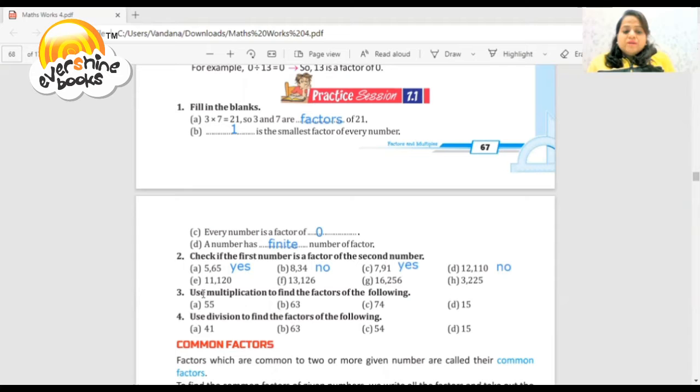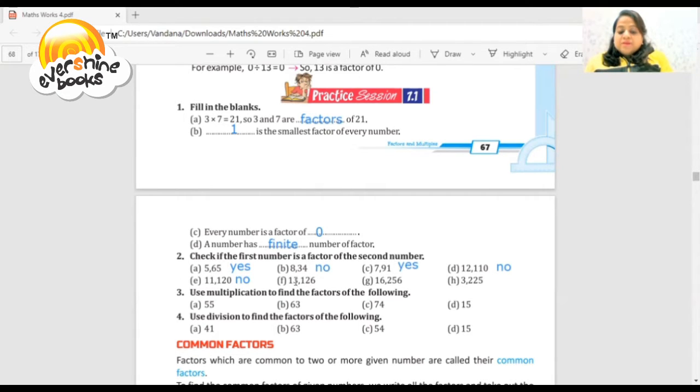Okay, now 11 and 120. 11 is a factor of 120? So you will write here no, because 120 is not divisible by 11. The number is not divisible by 11. Here is the number 13.